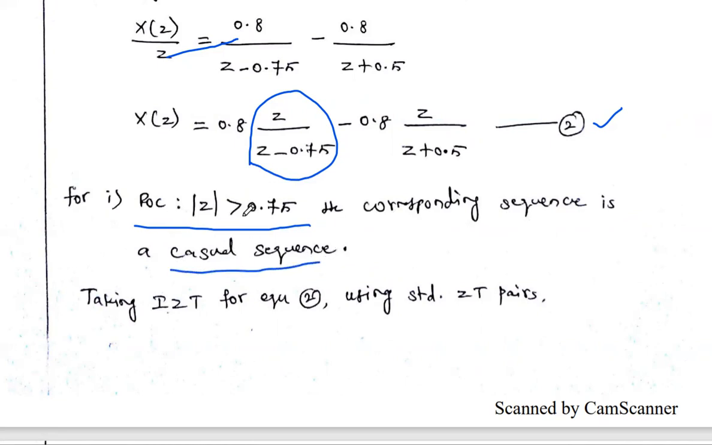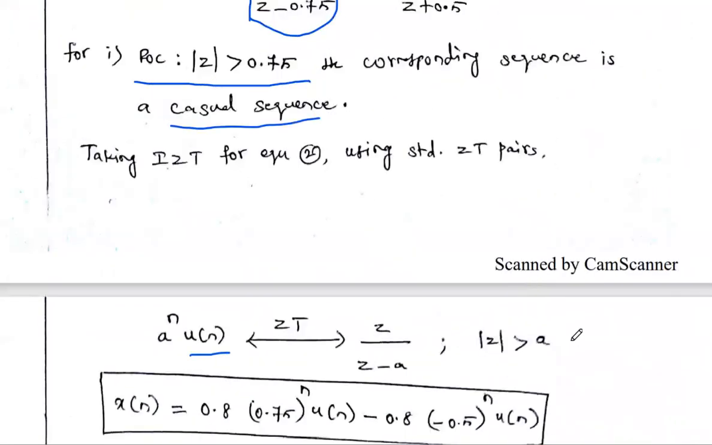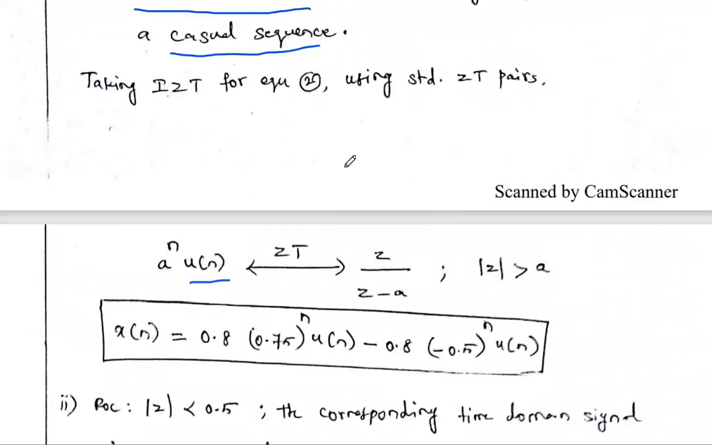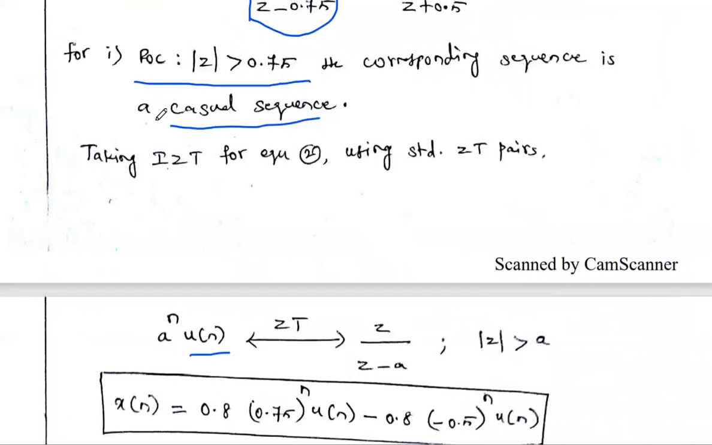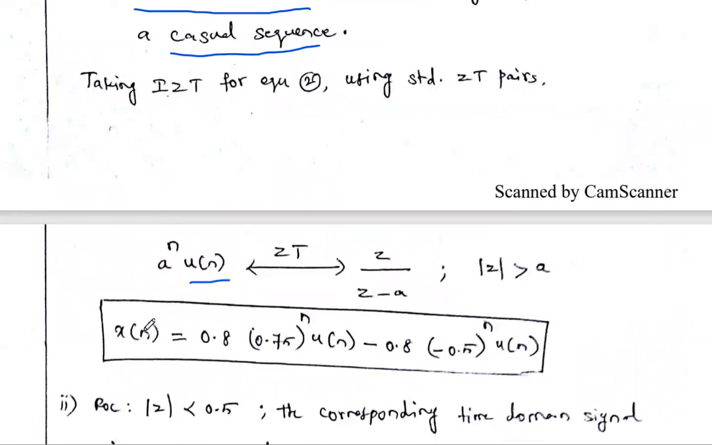In order to solve this, we may use the standard z transform pair a power n u of n, which has the z transform value z by z minus a with modulus of z greater than a. You just compare this statement with our X of z. By using this, we have to take the inverse z transform for this equation number 2. What is the inverse z transform of X of z? It is small x of n.